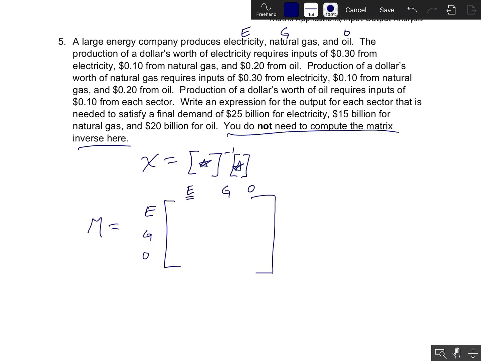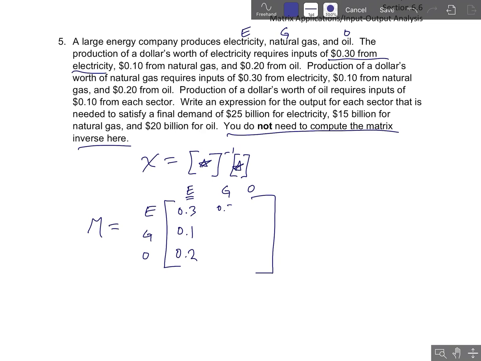So if we look at this first sentence, or I guess the second sentence in the prompt, it says to produce $1 worth of electricity requires inputs of 30 cents of electricity. So that would be a 0.3 in this entry. 10 cents of natural gas. So that would be a 0.1 in the G row. And then 20 cents of oil.